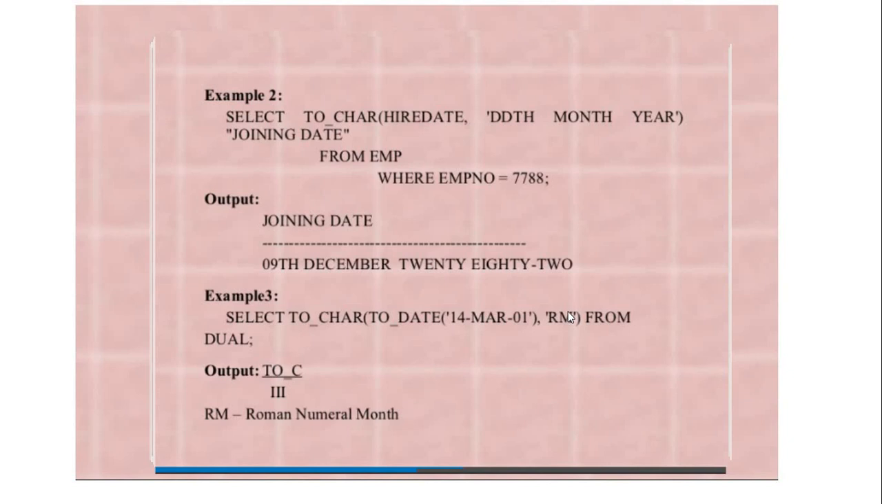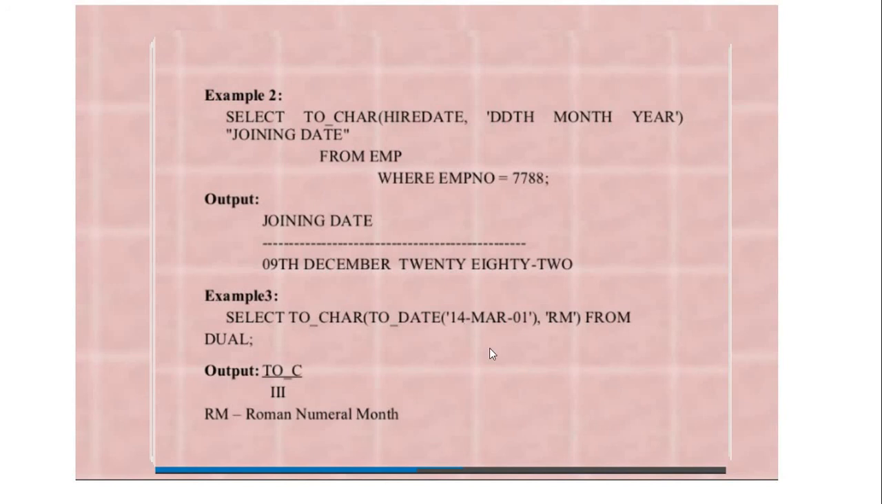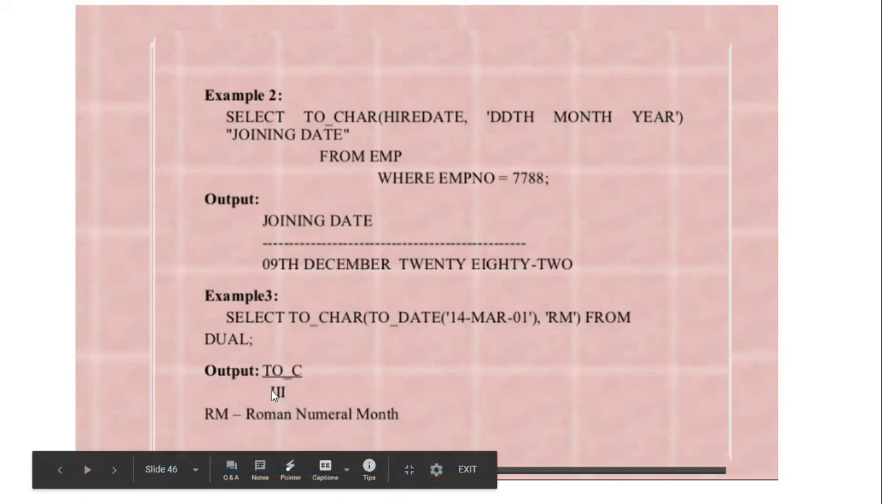This is another format where we have mentioned the format as RM, where RM is Roman numeral month. Here we are converting this character into the date, and then we are taking this Roman numeral month from there, and that is again converted into a character. So we are getting here March as Roman number 3.